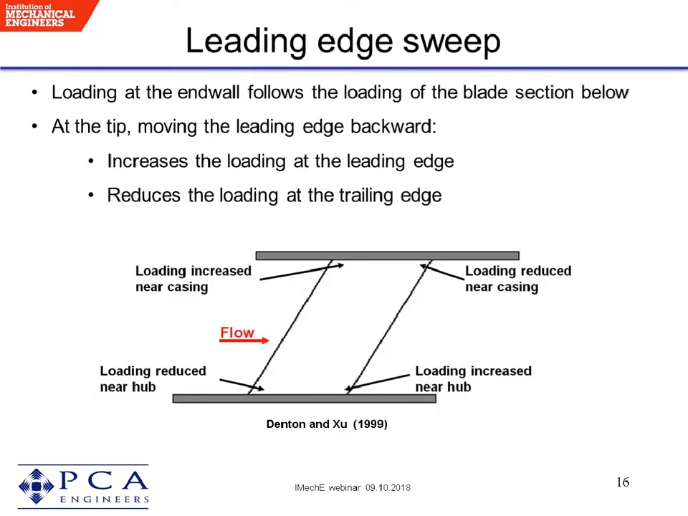The effect of the casing on the tip loading is also important. It follows the fact that the normal pressure gradient close to the wall is very small, and therefore the loading of the blade at the tip is affected by the loading of the blade section just under the tip. So if we move the tip section of the blade backward, the loading at the tip increases at the leading edge due to the blade loading under the tip. And the loading decreases at the trailing edge, as there will be no blade sections directly under the tip at the trailing edge. In the same way, if the leading edge is swept forward, the loading at the tip reduces in the front part of the blade.